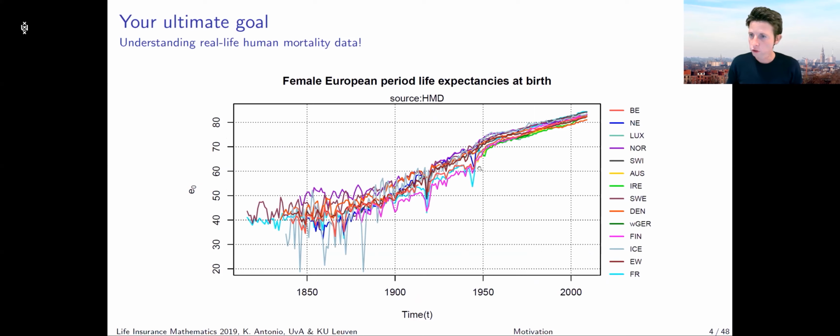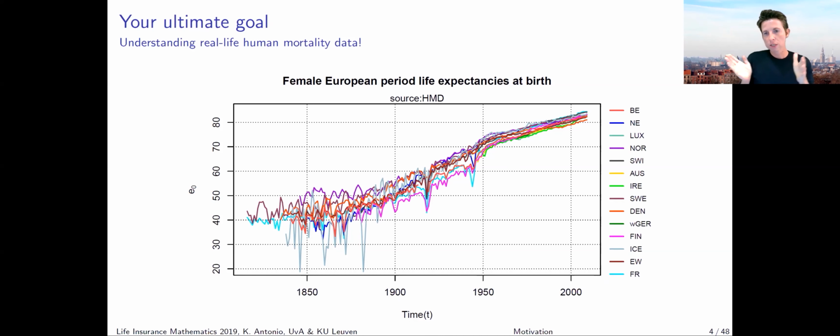Next to the survival function, you can also look, for example, at the evolution of life expectancy. This is life expectancy at birth, in this case for female data. And you see that I took here a collection of European countries. I've got Belgium, the Netherlands, Luxembourg, Norway, Switzerland, Austria, etc. And I plot the evolution of the life expectancy at birth over the years. So again, what do we see? We see a high increase in life expectancy. People tend to live longer. That's the longevity phenomenon.